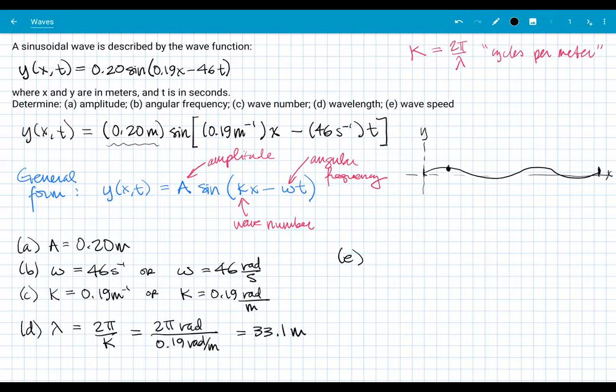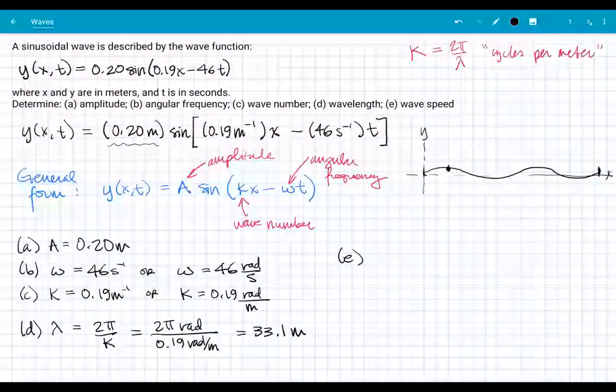Okay, last part. Part E asks for the wave speed. When I'm doing this in class, I leave this here and I walk around and see what my little groups of students are doing. The most popular way to answer this one, and you can pause the video right now and try to answer it on your own, is that students will look at the general form equation. They'll say, oh, velocity, I know how to do that. I take the first derivative of my position function. So they'll find dy/dt. But wait, what is dy/dt?